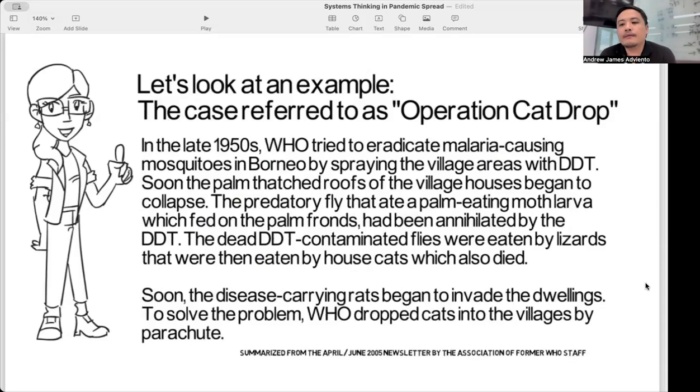So in the article, we need to identify the variables. The variables should be changing over time, so you need to take note of that. Variables need to change over time. If we identify these: malaria, mosquitoes, DDT, predatory fly, lizards, house cats, and rats. These are just 1, 2, 3, 4, 5, 6, 7, 8. So this is still good and is actually still manageable.